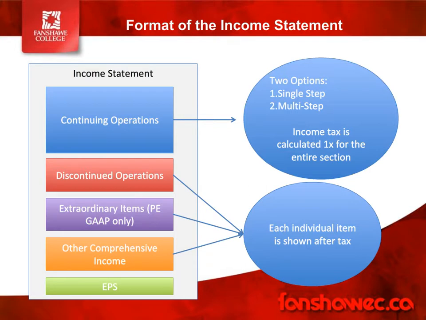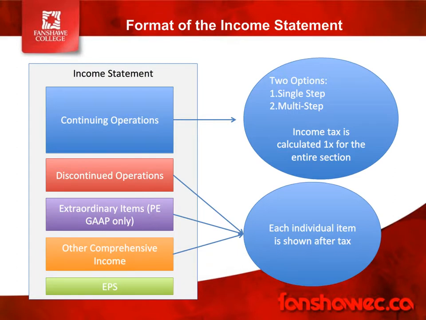They're going to be most concerned with this continuing ops section and our net income that's, I guess, generated overall. Okay? So those are the sections. So when I look at my continuing ops, I said that we calculate income tax once for the entire section. The other sections have a few unique things that are consistent across each of them. So for discontinued ops, extraordinary items, and OCI, we're going to show each individual item after tax.